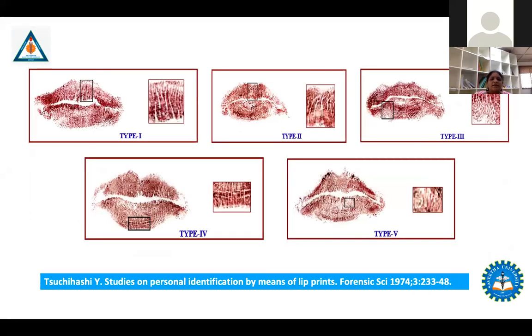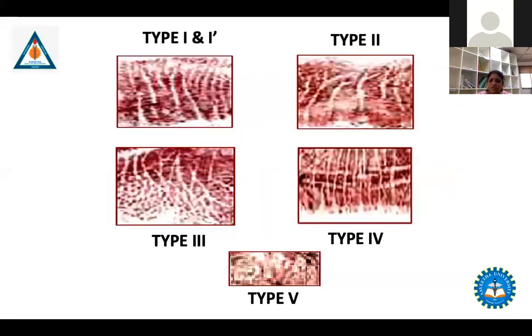Then we had in the year 1974, Yasuo Tsuchihashi, who has done his lip print sampling in more than about 3,000 samples, and he identified the type of lip print as 1 to 5, which we could see here more clearly. The vertical grooves, this is a very important slide for most of the researchers who want to start doing any research on cheiloscopy. The basics of Tsuchihashi's classification is very important to do the classification or typing of lip print for the lip print samples collected by you.